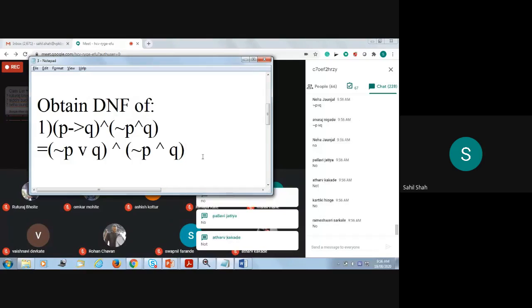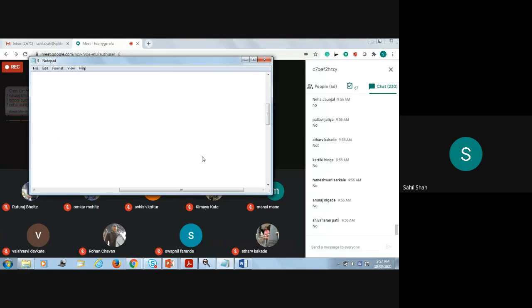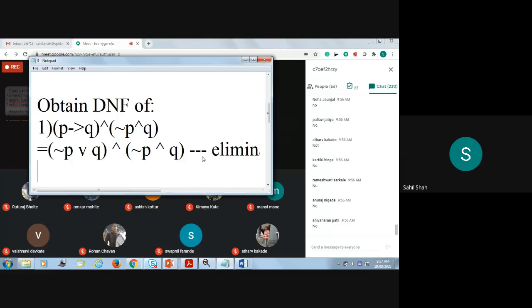Okay. Once we have used a law, we should write elimination of conditional. This should be mentioned. The examiner is not going to know how you have directly replaced P conditional Q by negation P or Q. Furthermore, which law should I use so that this OR will come out and conjunction will go inside? For having a DNF, we should have disjunction of conjunctions. So what should I do further?